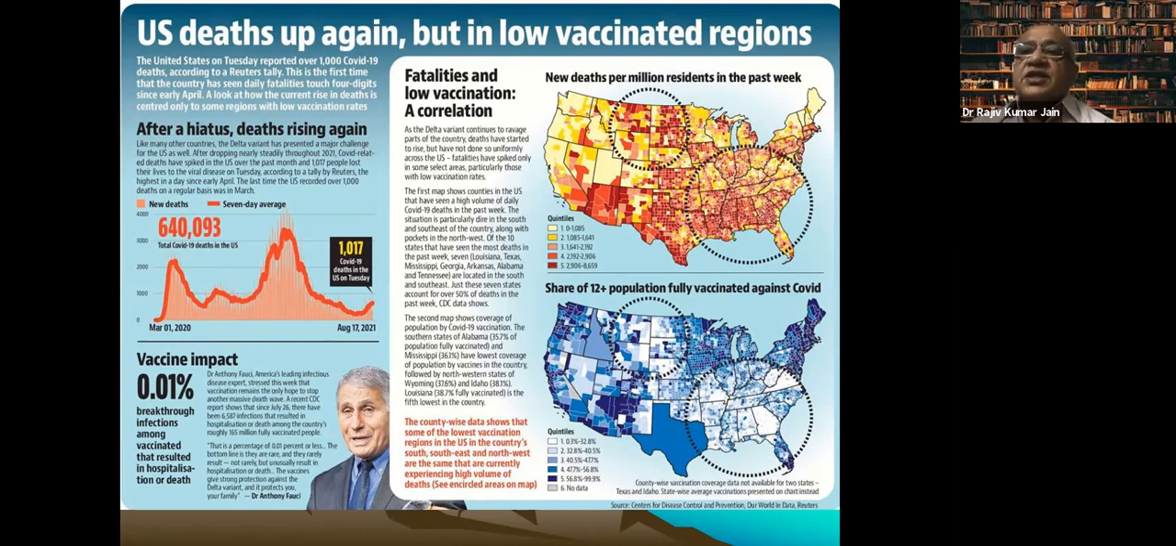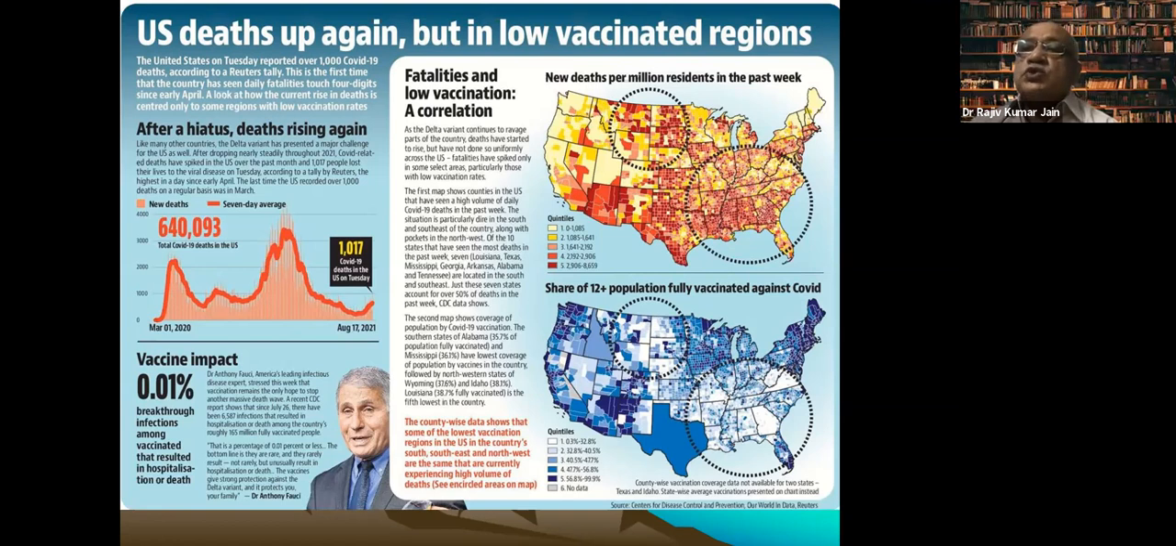As the Delta variant continues to ravage parts of the country, deaths have started to rise, but have not done so uniformly across the US. Fatalities have spiked only in some select areas, particularly those with low vaccination rates.